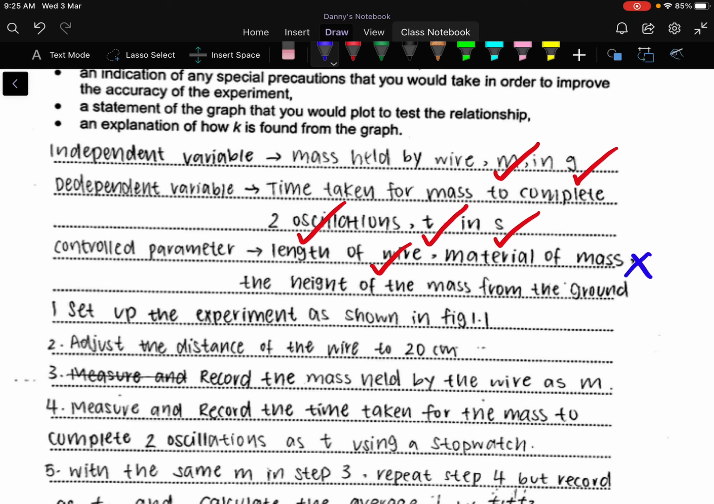Material of mass, not so much. But what we are looking out for is actually the shape, because different shape will affect the air resistance acting on it, and it will affect your period of oscillation. The height of mass from the ground, not so much, but the material for the wire, yes. Okay.